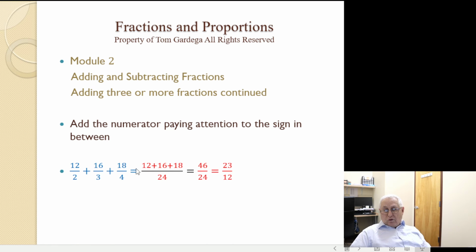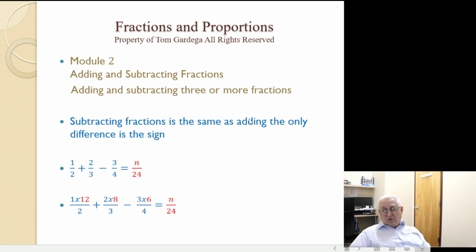And we put the 12 over here. Watch the sign, it's a plus. 16, watch the sign, it's a plus. 18. 12 plus 16 plus 18 equals 46 over 24, we can reduce that to 23 over 12. There's our least common denominator, even though we didn't know it before.